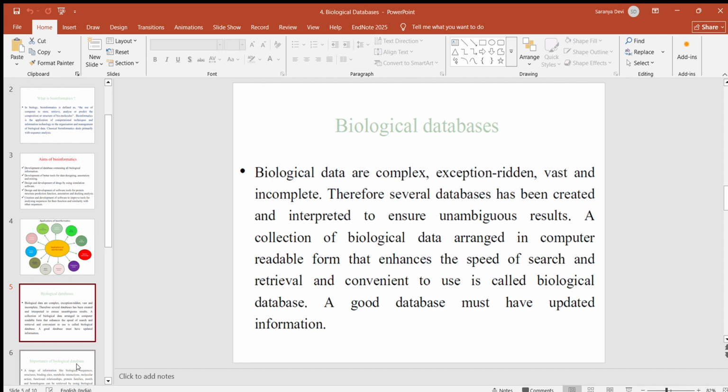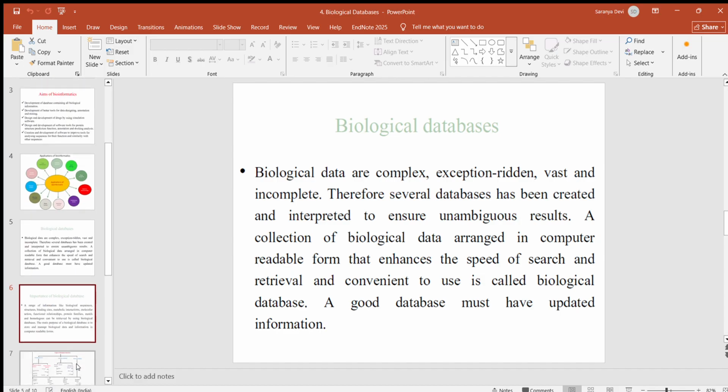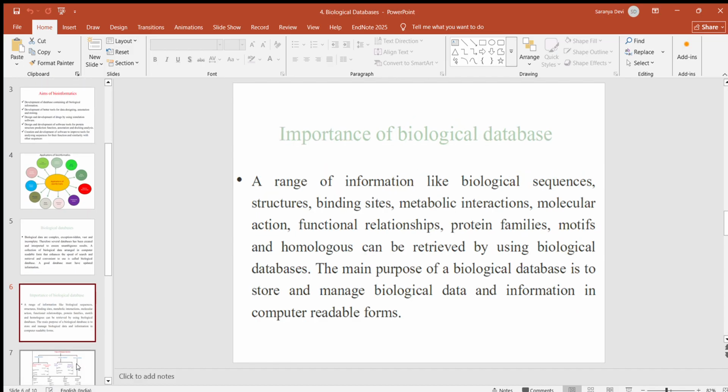A good biological database must have updated information every year, every day. It will keep on updating the biological information. You can get any kind of details from the database. So let's see the importance of biological databases. They hold a range of information like biological sequences, structures, binding sites, metabolic interactions, molecular actions and functional relationships. They also allow the study of protein families and their domains, motifs and homologous sequences, which can be retrieved using a biological database. These are all the information which you can retrieve from the biological database.